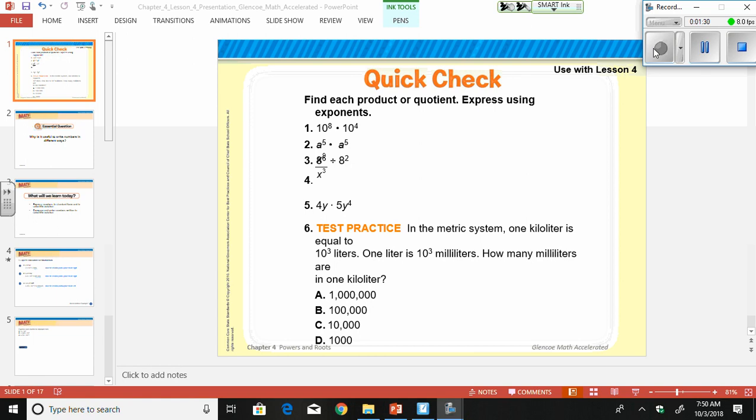Our quick check here for what we have done before: find each product or quotient expressed using exponents. So 10 to the 8th times 10 to the 4th means that we will have 10 to the 8th plus 4 because we're multiplying, so we add those exponents. We get 10 to the 12th. A to the 5th times A to the 5th means we get A to the 5th plus 5th, so A to the 10th.